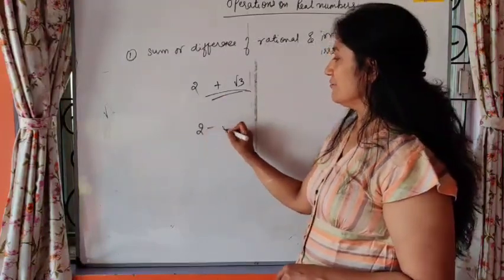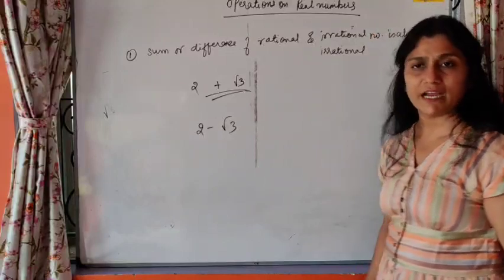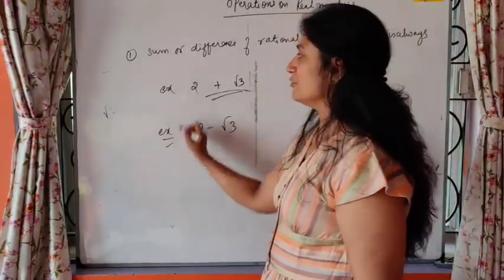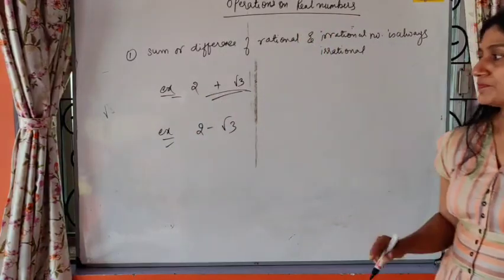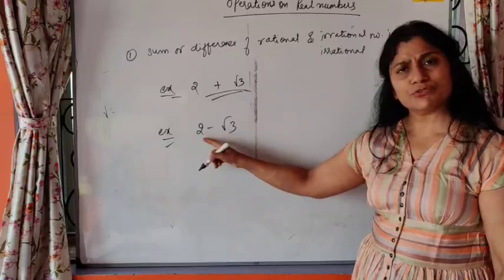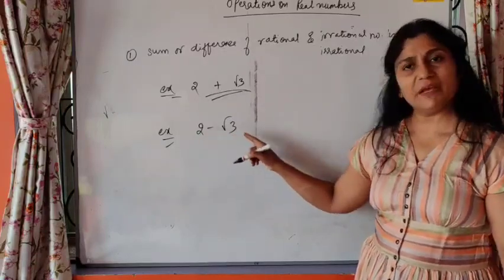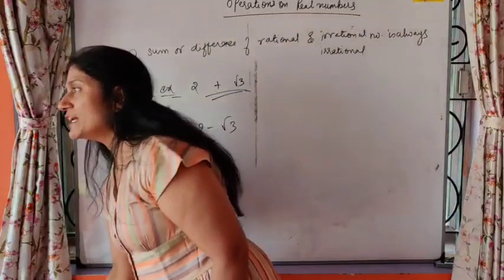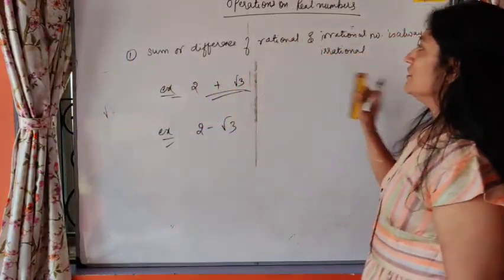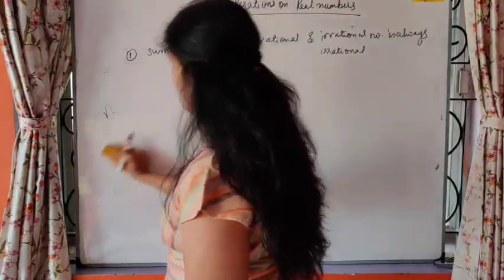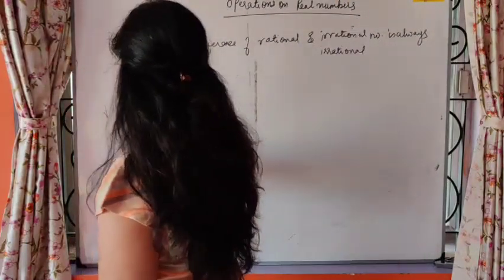Again, the difference of a rational and irrational. You can take these as examples. They come for 1 mark question in the exams. So the difference 2 minus root 3. Can you solve it further? No. It remains as it is. So this is also an irrational. So what do we conclude? The sum or difference of rational and irrational number is always irrational.